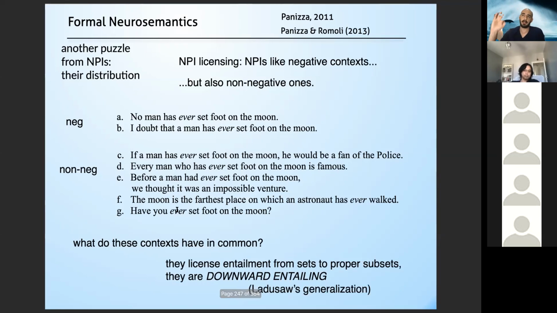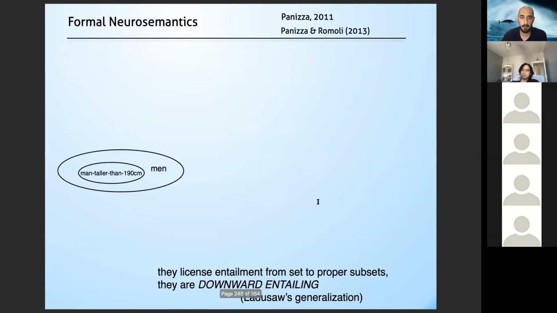All the other contexts have in common that they are downward entailing. So they license entailment from sets to proper subsets. And this is a Ladusaw generalization, okay? Now, I promised you that I would skip the formal details a little bit, so I'm just going to give you an example of how these things work, and then if you're interested, you can read papers.